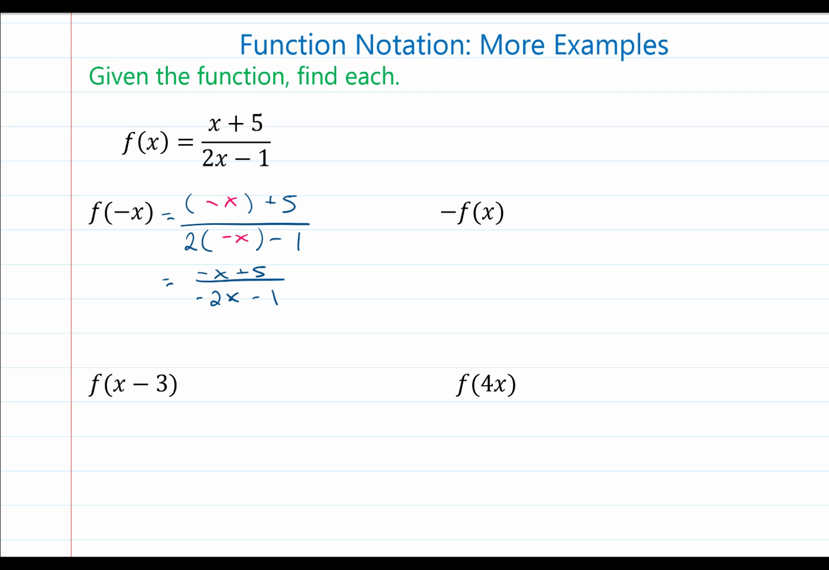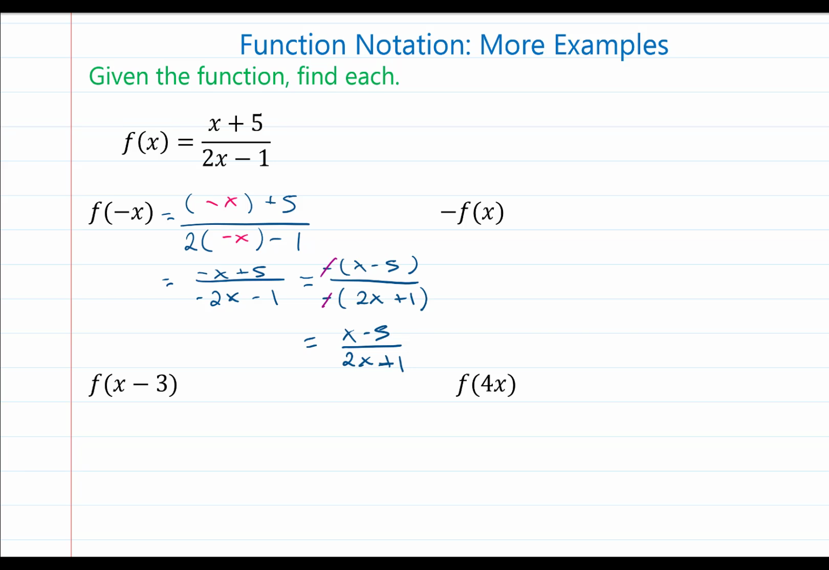And to take this a step further, we would factor out a negative from both the numerator and denominator. So we would have negative times the quantity x minus 5, and we would have negative times the quantity 2x plus 1. We can now reduce the numerator and denominator by that negative 1, resulting in our final answer of x minus 5 over 2x plus 1.